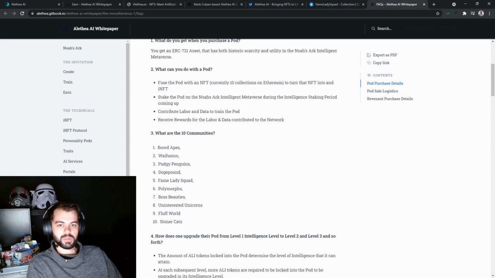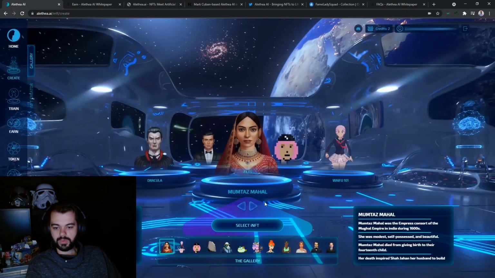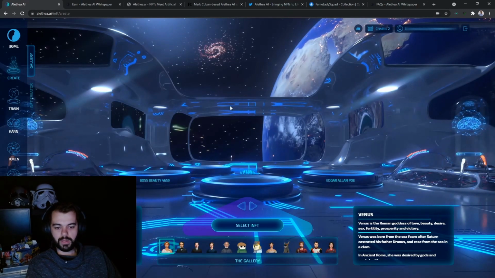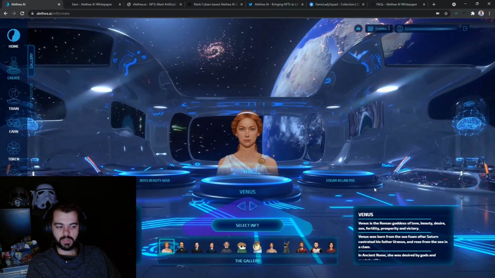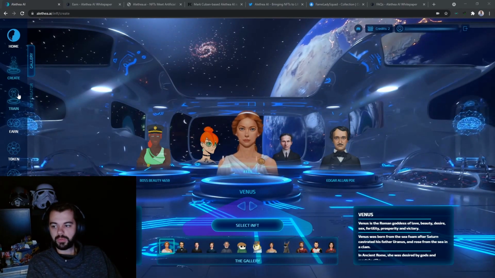And these are ones that you can fuse to make an intelligent NFT that you can interact with on the Noah's Ark metaverse program, this one right here. So you'd be able to select your intelligent NFT after you make it. It'll show up in your wallet and you'd be able to interact with it, train with it, and all this other fun stuff.